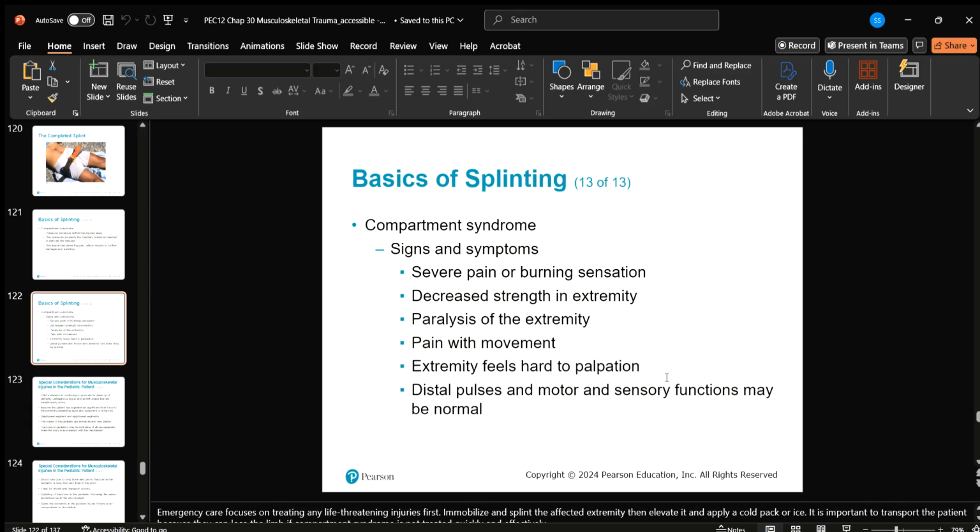Distal pulses and motor sensory functions may be normal. Okay, you may still have a pulse. So like I said, you have the arterial bleed, you have the arterial pressure. It's able to get blood past that spot. We feel a pulse, but the venous return just isn't happening.